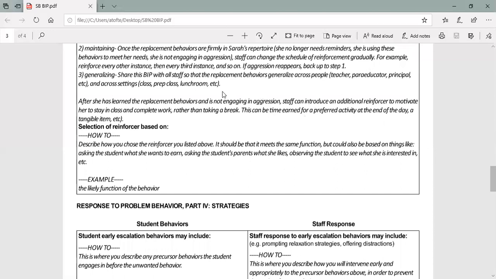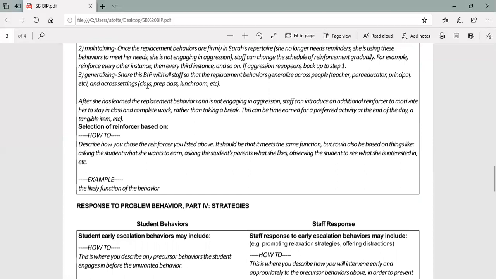Generalization across time is maintenance, so we've already covered that. How about generalizing across adults? Does she ask for a break from the lunchroom staff? Does she ask for a break from the resource teacher? We want to make sure it's not just the teacher she spends the most time with.